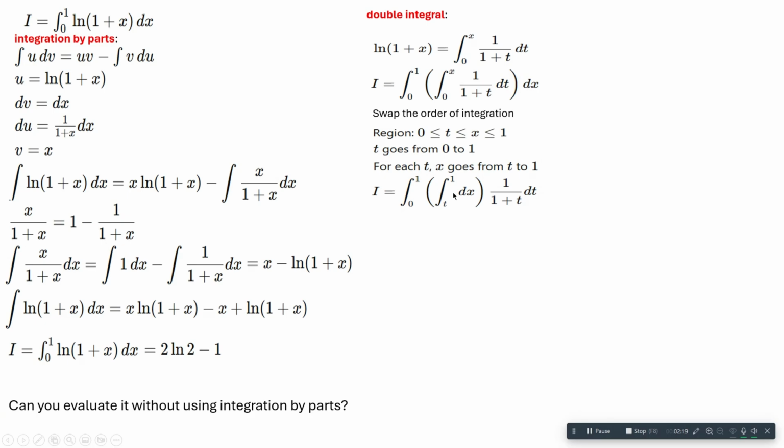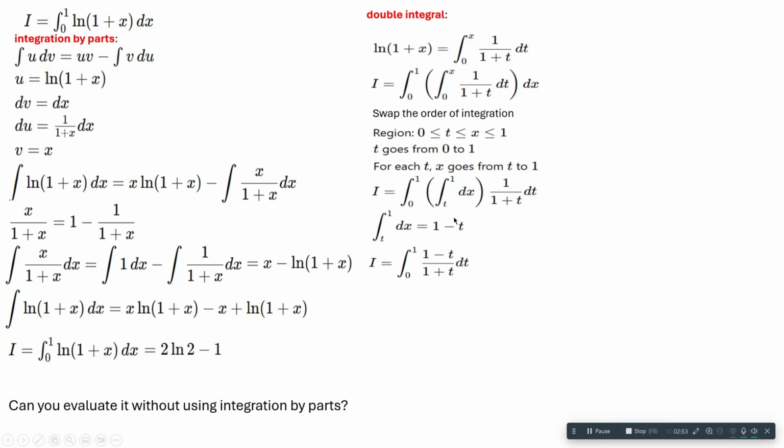After swapping the two integrations, we have I equals the integral from 0 to 1 of the integral of x from t to 1 dx, and dt over 1 plus t. That means for any t from 0 to 1, x goes from t to 1. Since the integral from t to 1 of dx equals 1 minus t, then I equals the integral from 0 to 1 of 1 minus t dt over 1 plus t.